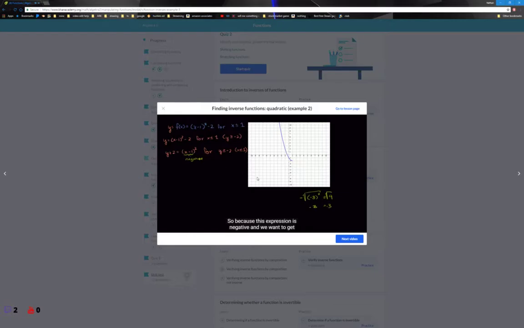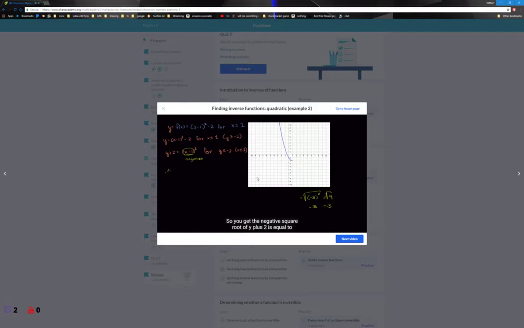So because this expression is negative and we want to get back to this x minus 1, we need to take the negative square root of both sides. Every perfect square has a positive and a negative root. The principal root is a positive root. But here we want to take the negative root because this expression right here is going to be negative, and that's what we want to solve for. So let's take the negative root of both sides.